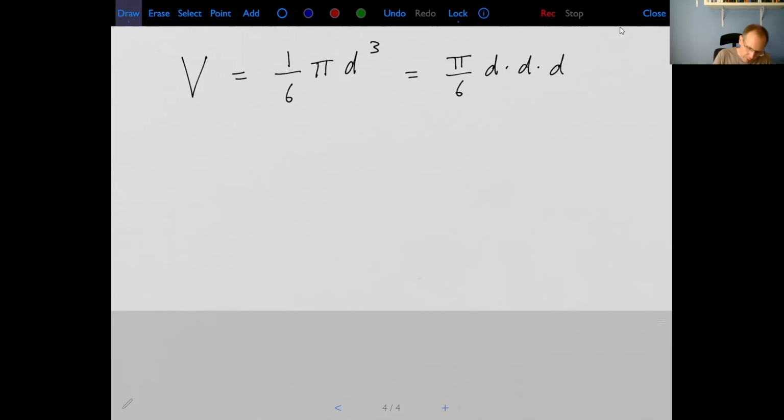Okay, so we were told that the volume of a sphere, which in this case is going to be the volume of the basketball, is 1/6 pi d cubed. Well, another way of writing this is 1/6, or you could write it as pi over 6 if you want. So you have some constant times d cubed, and d cubed means d times d times d. And we want to find the percent experimental accuracy for the volume.